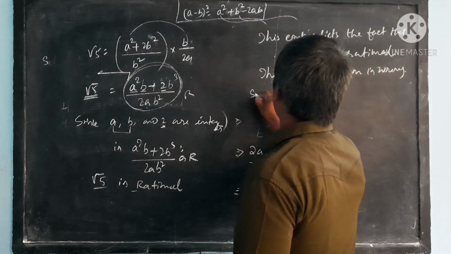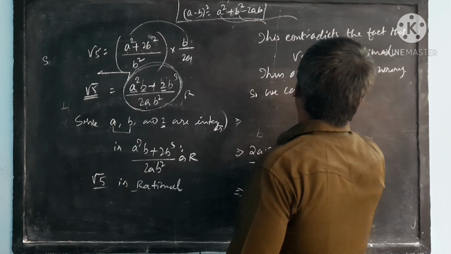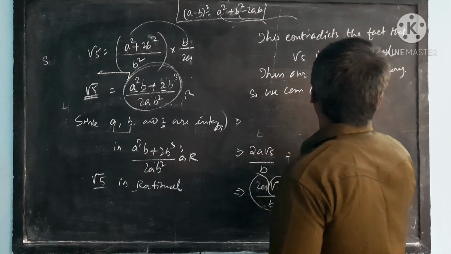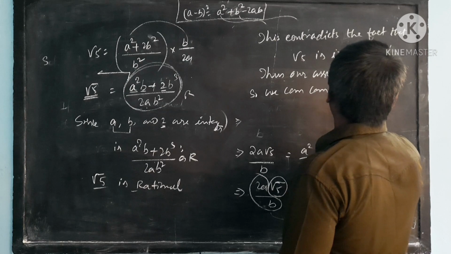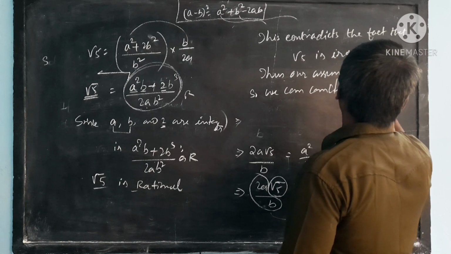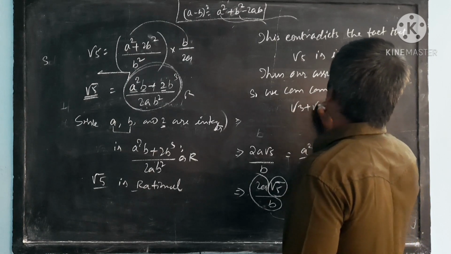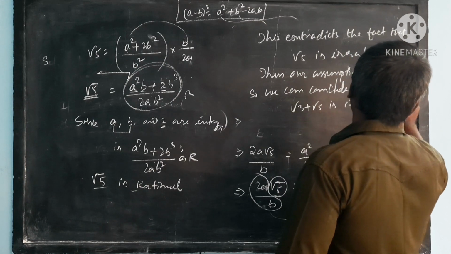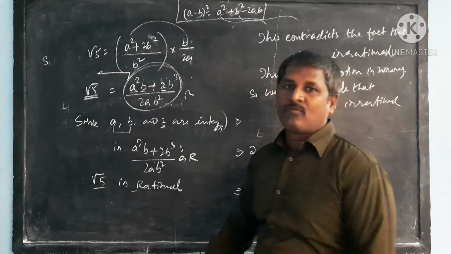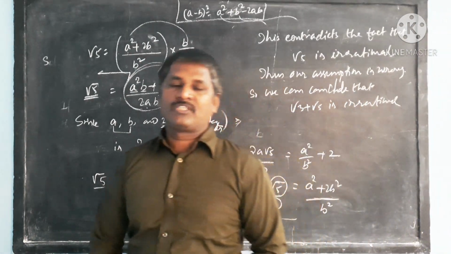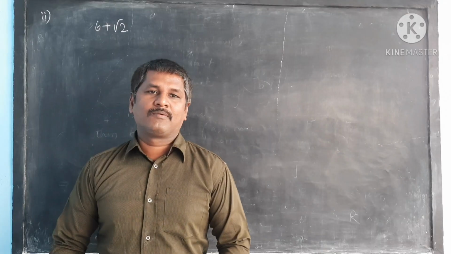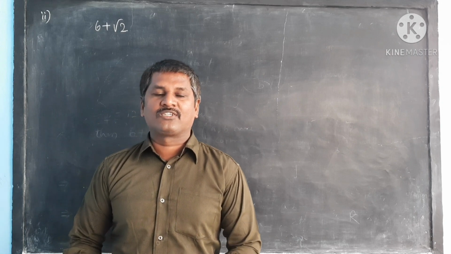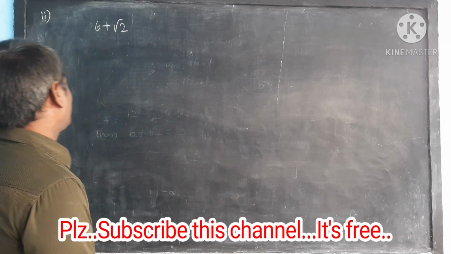So we can conclude that root 3 plus root 5 is an irrational number. Hence it is proved. Now let's see the third question of the first bit. It is given that 6 plus root 2 is also an irrational number. Let's start the solution.